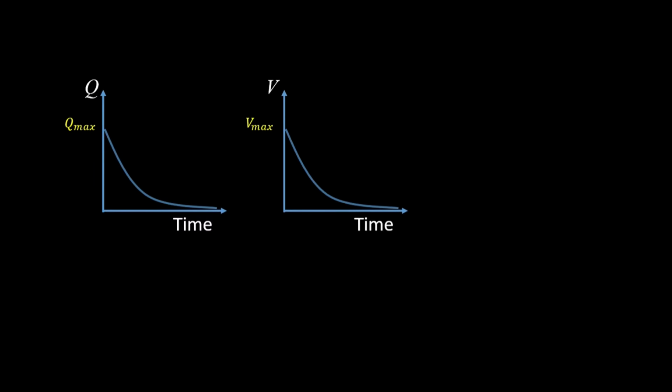For the voltage, it's the same thing. The voltage across the capacitor was equal to a maximum value, and then it decays over time until it reaches 0 when the capacitor becomes uncharged. For the current, it's the same thing because we started with maximum current and this current decays to 0 when the capacitor became uncharged.